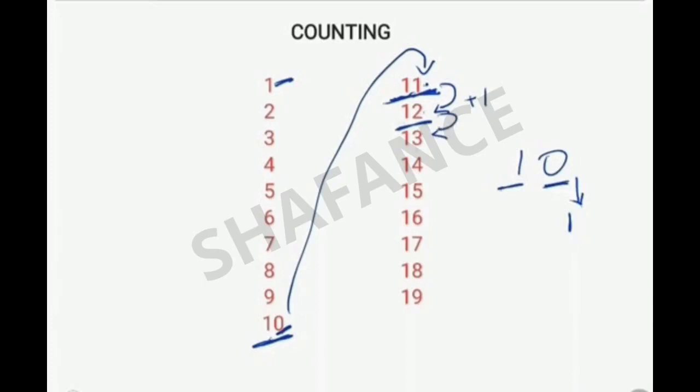Now again, we increase 1. From 2 it becomes 3. And the number becomes 13. So similarly, we go on like this and we get 19. Now the rightmost digit is at maximum, that is 9. Now we cannot increase it. Now what do we do?